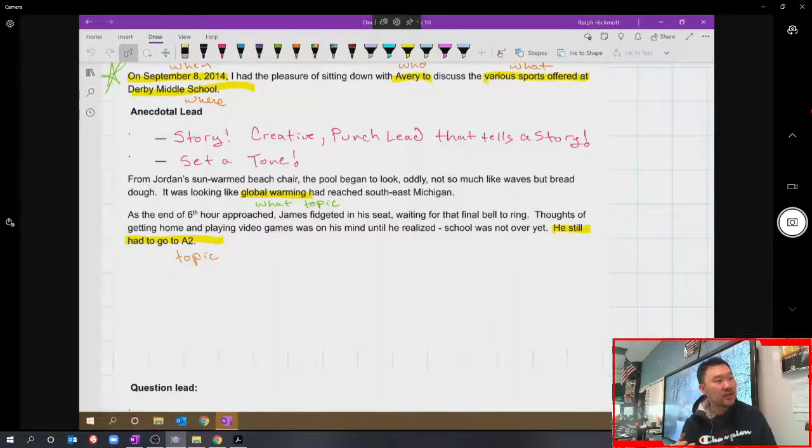So even though it sets this really simple story at the beginning, it leads you right into knowing, oh, this person is probably going to critique A squared. Okay, so they're probably going to talk about why it's good, why it may need to be improved, those types of things, but it's clear. Great anecdotal lead, awesome start, creative, sets a solid tone. So use an anecdotal lead if you are interested and you feel you can pull it off.